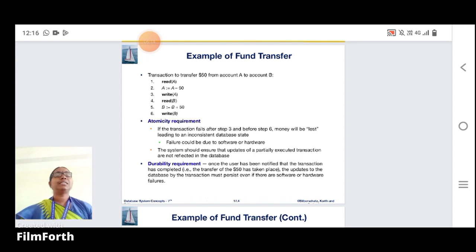Next is the durability requirement. Suppose the transaction has been executed successfully and we have made all the updates in the database. Now these updates should remain persistent, permanently, in spite of failures. This property is called durability. Even though we switch off the system and go, the database should save the data permanently. That is the durability requirement.